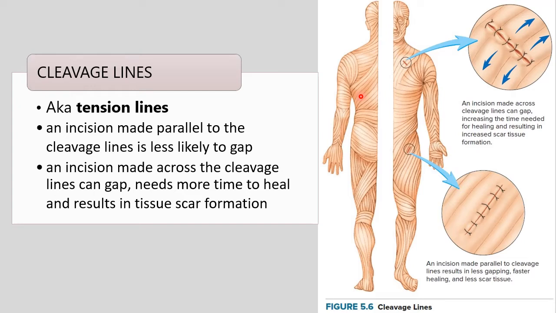wounds are less likely to gap. But if it's across, opposite to the direction of your cleavage lines, they will gap, and it would be difficult to heal. For example, this one is less likely to gap, as you see in this picture. But if it's opposite to the cleavage line, this is how it would look. It would tend to gap, it would be difficult to heal, and this actually is prone to scar formation. So the surgeons know this. If they incise for operation, they follow the direction of your cleavage line.